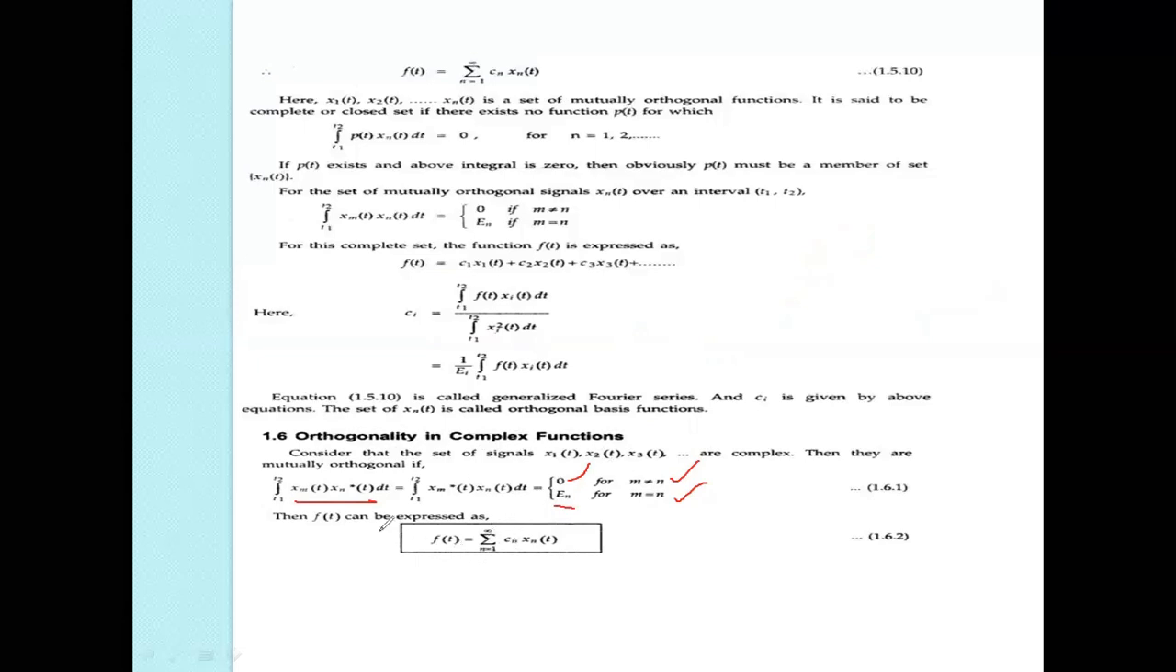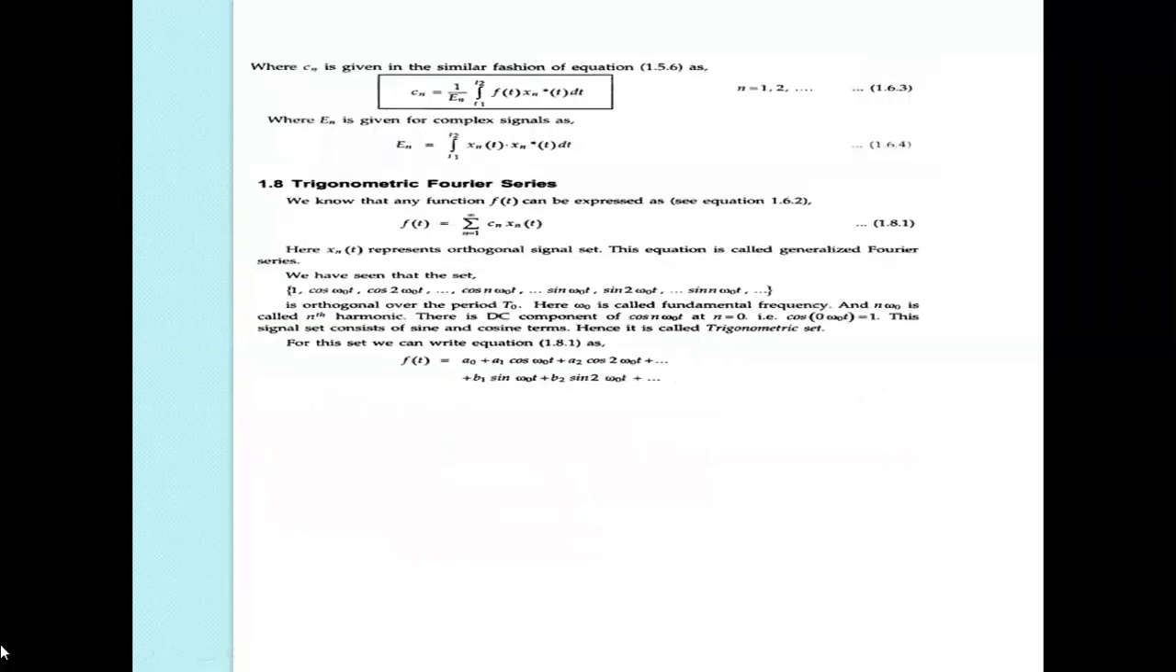If f of t can be expressed as sum of n is equal to 1 to infinite cn xn of t, where cn is equal to 1 by En, and xn is a complex function. In the denominator also, the energy signal is xn of t and xn star of t, the magnitude of it. Got it, my students?